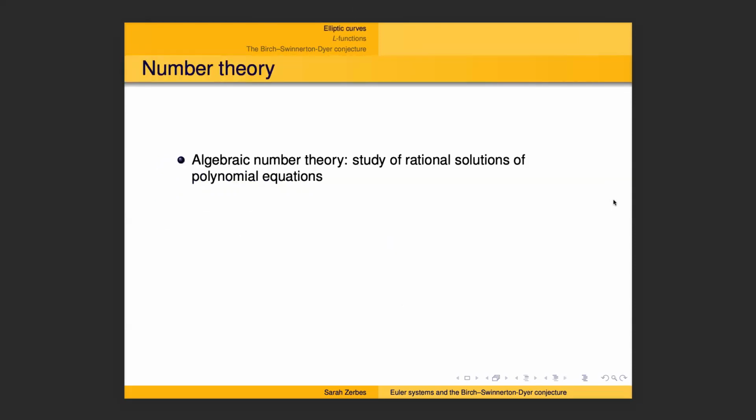Well, it is certainly one of the oldest subjects of mathematics, going back to the ancient Greeks. We study the properties of the integers and the rational numbers. In algebraic number theory particularly, we are interested in rational solutions of polynomial equations. Here are some well-known examples. We have Pythagoras' equation, x squared plus y squared is equal to z squared. And it is well known that there are infinitely many triples of positive rational numbers x, y, and z which satisfy that equation.